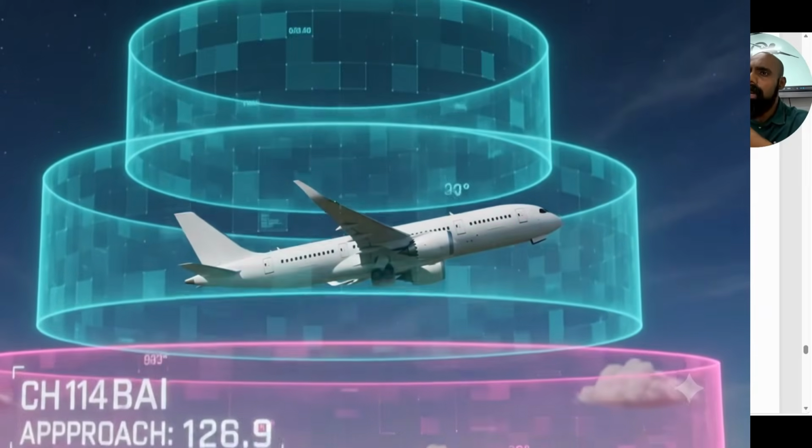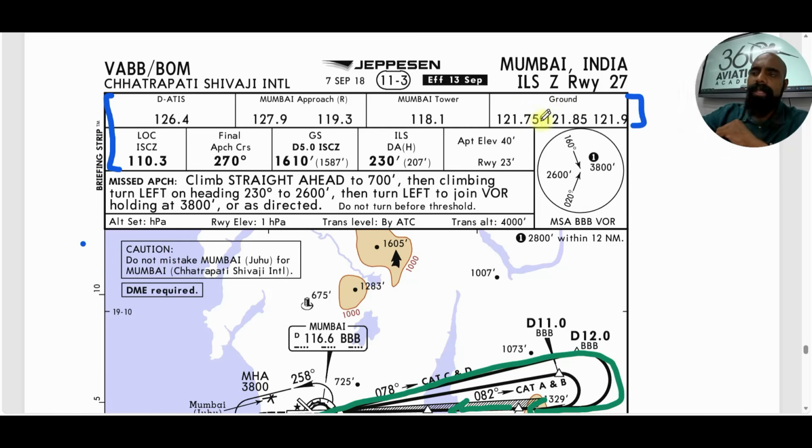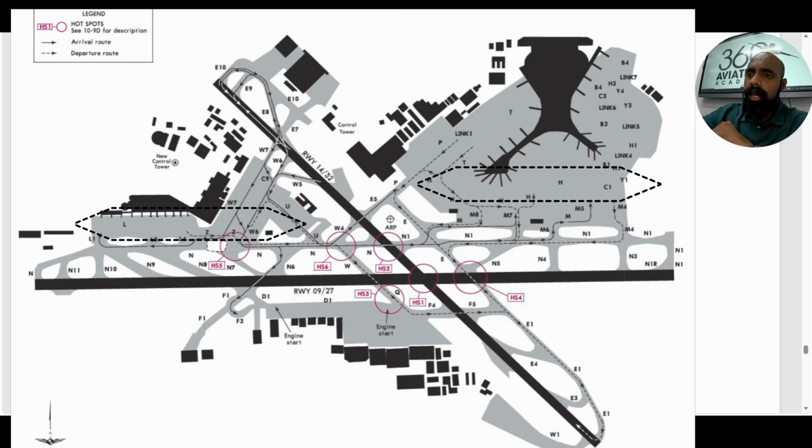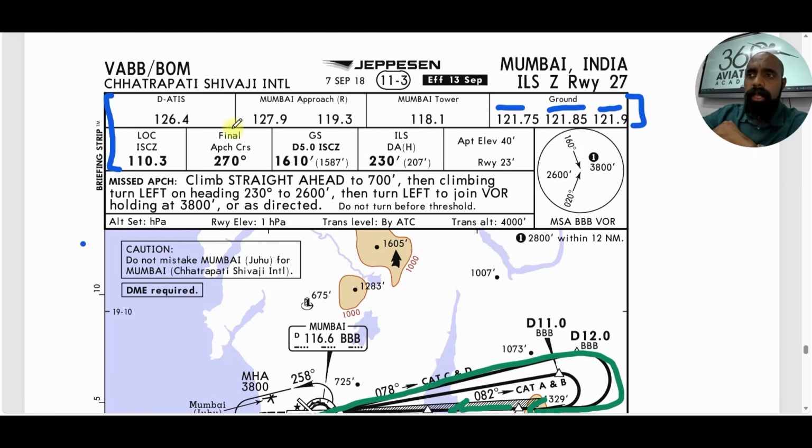You have your Mumbai tower. You have your ground frequencies. Again, because it is a busy and complex airfield with a lot of air traffic, they have assigned multiple frequencies for this airport. Depending on which part of the airport you are on, you contact that particular ground frequency. Thereafter, this is your communication frequencies, and right below that is your navigation information.